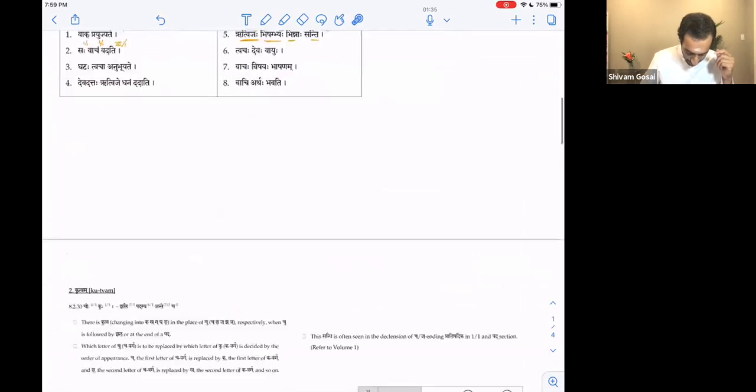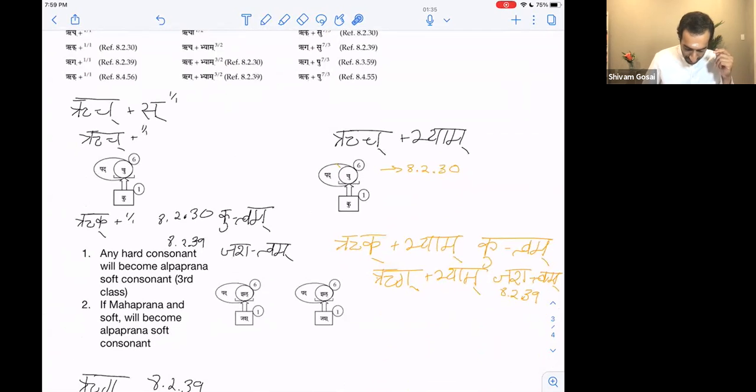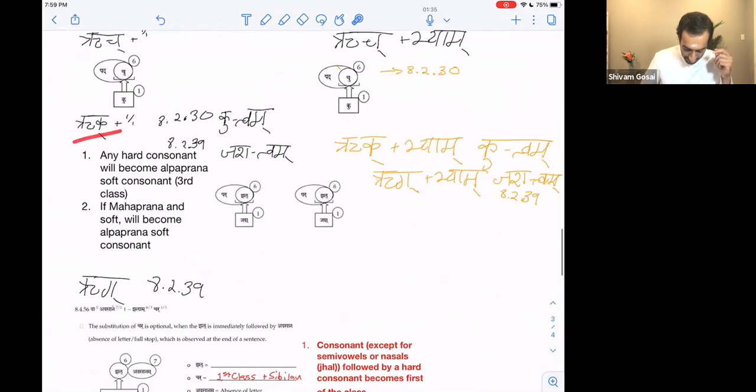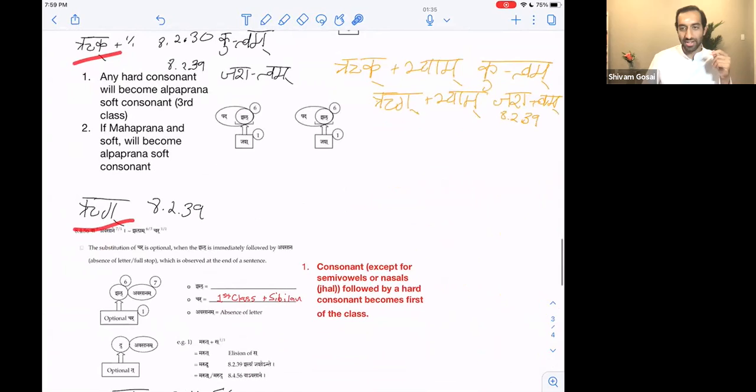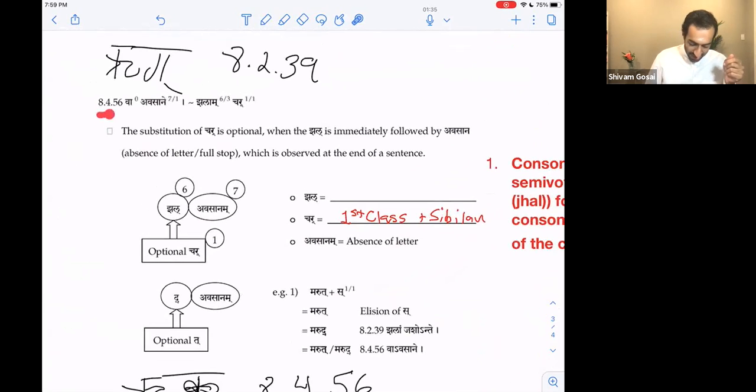Sorry, yeah, vach. So it is vach. So vach will go through the same thing. Vach will then become vak, and vak then will become vag, but we're not done yet. Okay. Then there's this 8-4-56 that comes in.